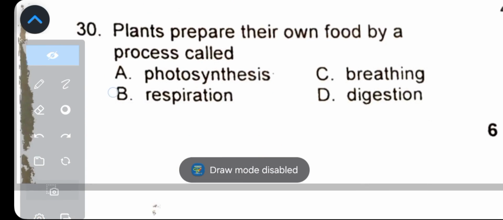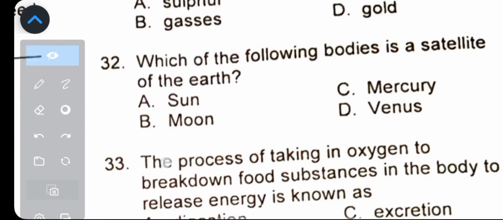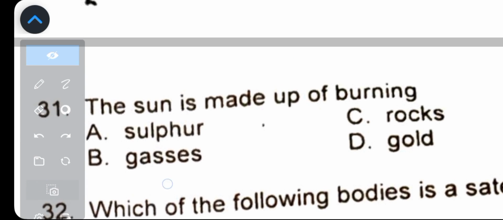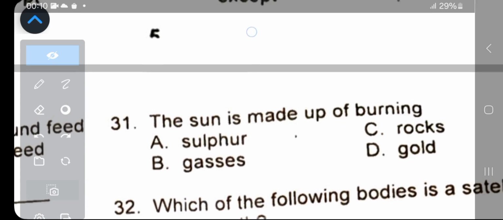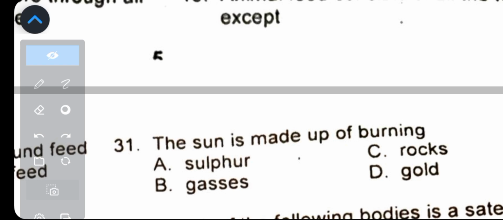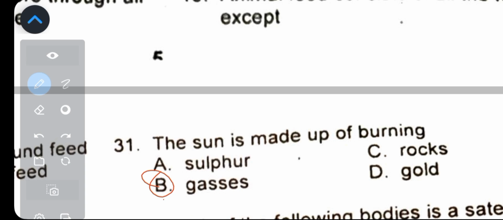Question 31. The sun is made up of burning A. Sulfur, B. Gases, C. Rocks, D. Gold. The answer to question 31 is B. Gases. The sun is made up of burning gases.